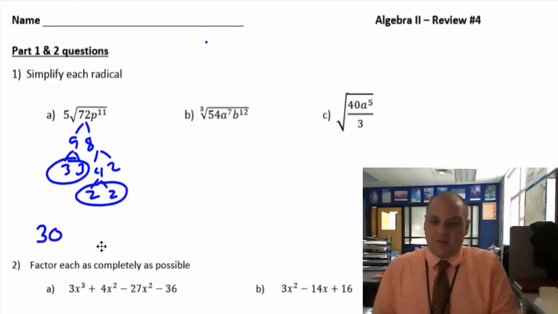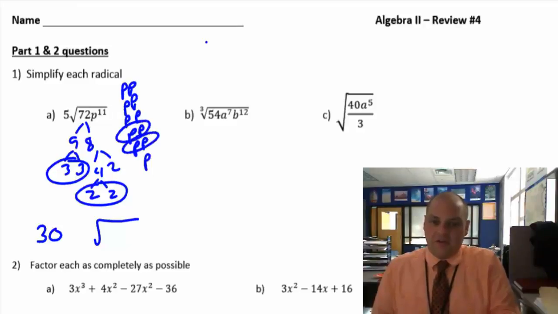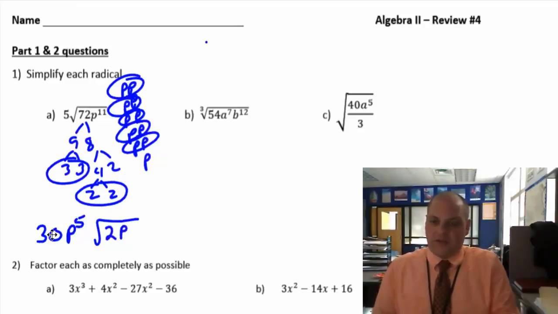And p to the 11th, well, that's going to be PP, PP, PP, PP, PP, and P. So I have 5 of those P's. P to the 5th comes out. Left over 2, yes, left over 2, and left over P, left over 2P. 30P to the 5th radical 2P, final answer.